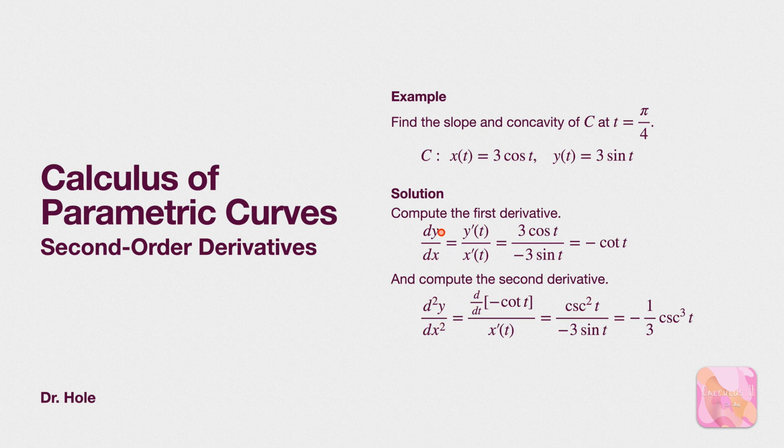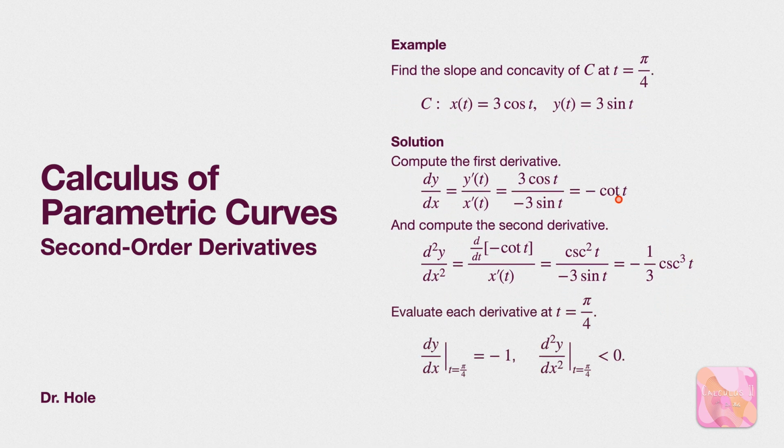And then by the formula, all that we're doing is replacing this y with this quantity. That would be a derivative of this function. So we do d by dt of that first derivative and then place it over x prime. X prime, we can see from our previous computation, is just negative 3 sine t. In the numerator, we do the computation. Cotangent under derivative goes to negative cosecant squared. And so we get positive cosecant squared in the numerator. And then that just simplifies to negative 1/3 cosecant cubed t.